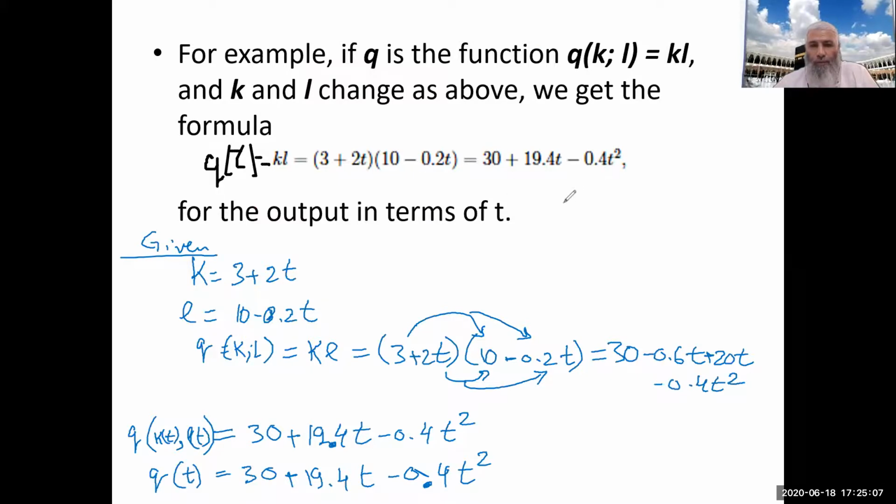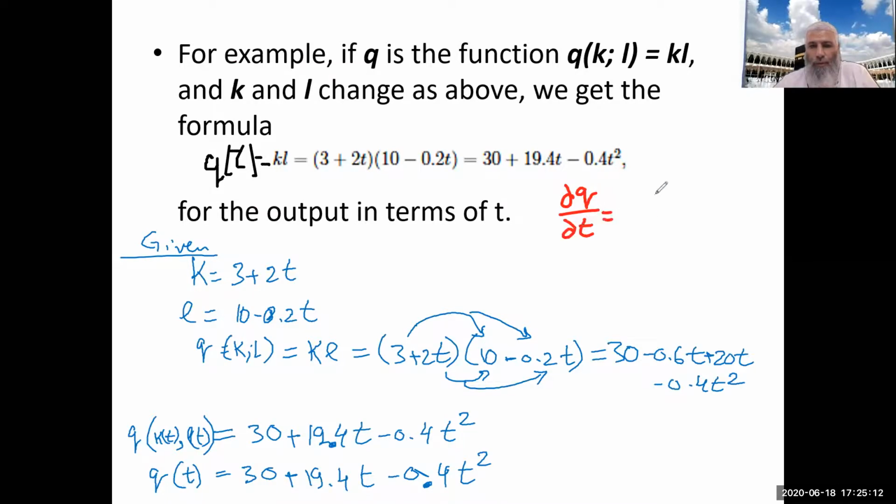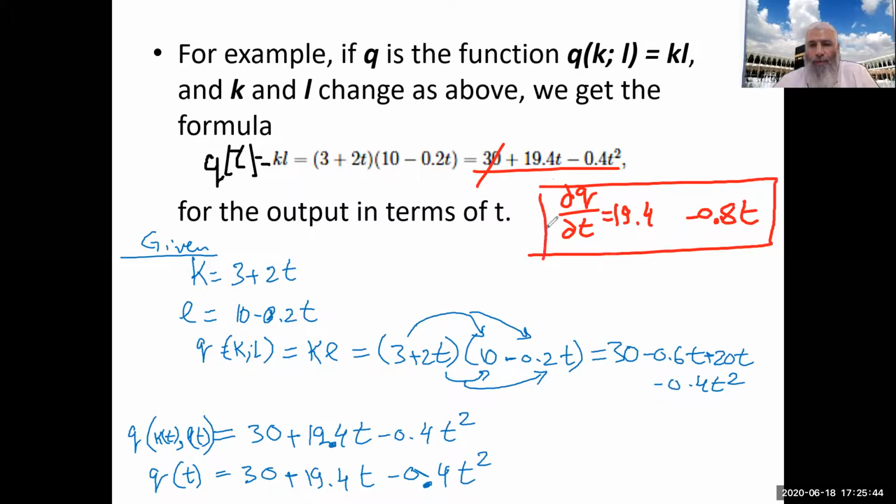If we need to find dq/dt, it will be 19.4 minus 0.8t, right? With respect to t, this is 0 because there is no t here. The derivative of t is 1, so 19.4. And this is t squared, so 2t multiplied by 0.4 is 0.8t. Yes, right. But he is saying what?